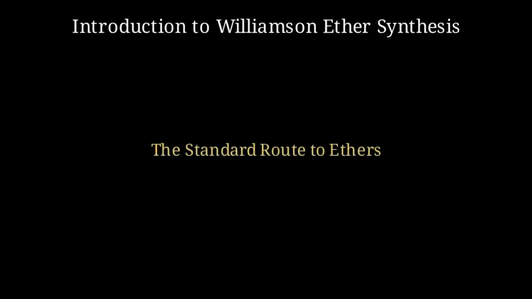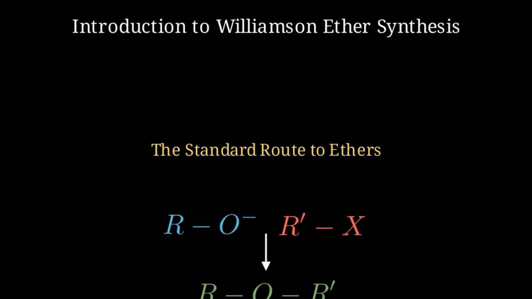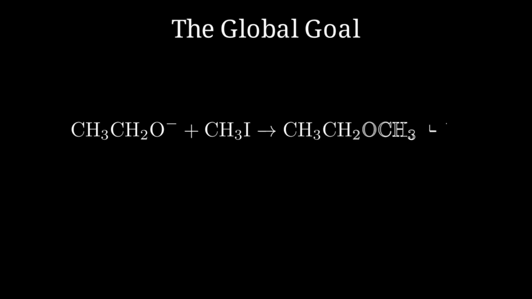The Williamson Ether Synthesis is a classic organic reaction used to create asymmetrical ethers. By reacting a nucleophilic alkoxide ion with a primary alkyl halide, we can build complex molecules essential for pharmaceuticals and industrial solvents. Our goal is to form a new carbon-oxygen bond.